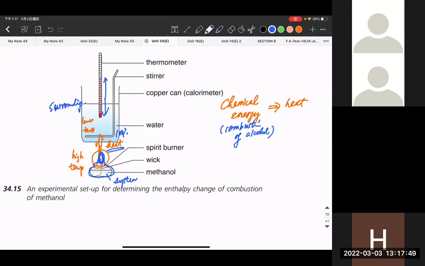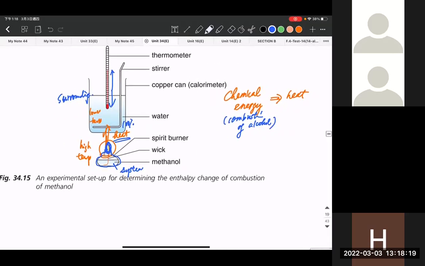Can you get the point? Now, before I talk about errors, please just get to know the principle first of all. Of course, you may argue, Mr. Chin, would all heat be totally transferred to water? Of course not, right? There may be something lost. Some heat will be lost. So this is our error analysis. Okay, so this is our principle.